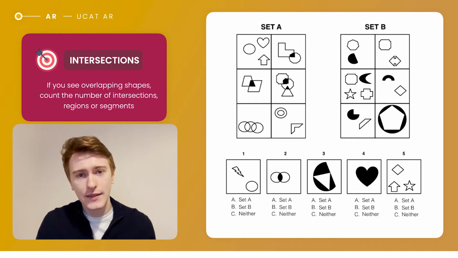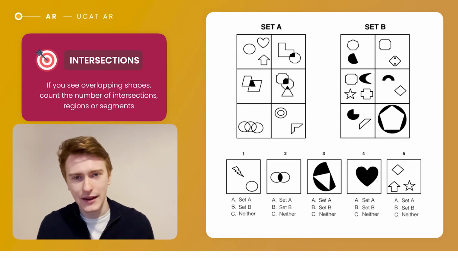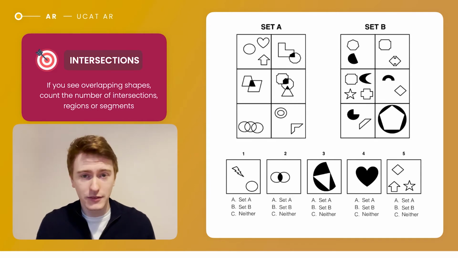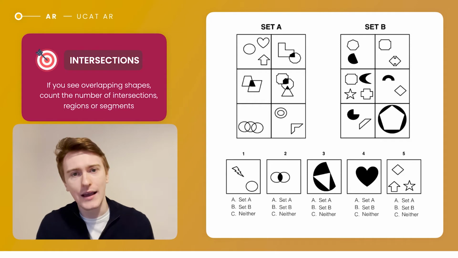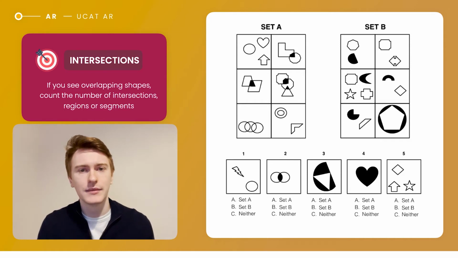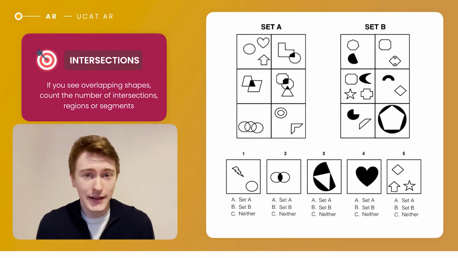Okay? So in this example, you can take a step back and see that set A involves a lot of these overlaps. Set B, they seem to be more distinct. That's important to investigate because it can be a useful trigger for you to start thinking about these overlapping regions. In set A, you can see that actually the first point of call would be count the intersections.